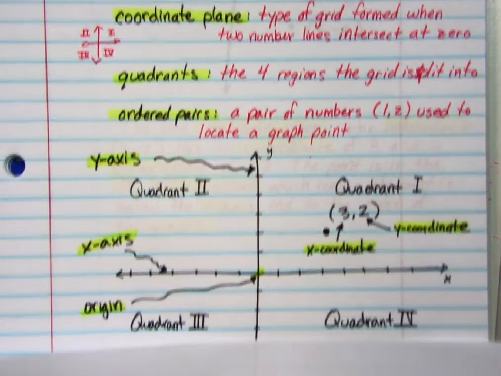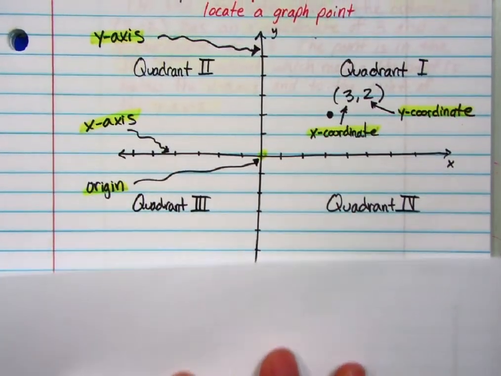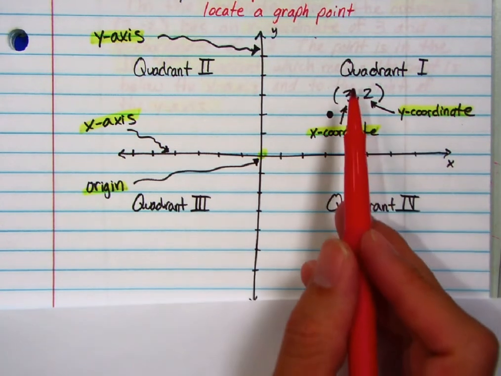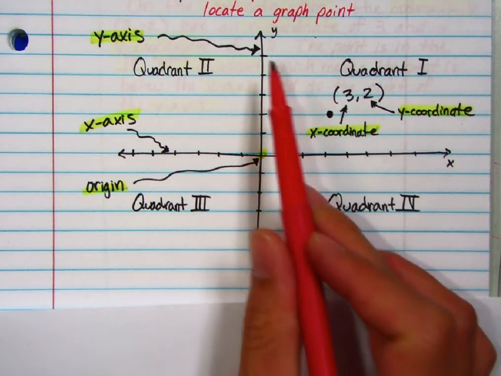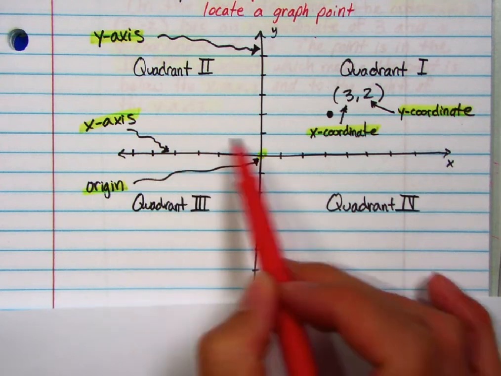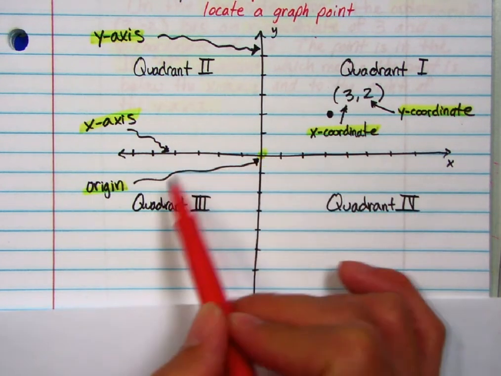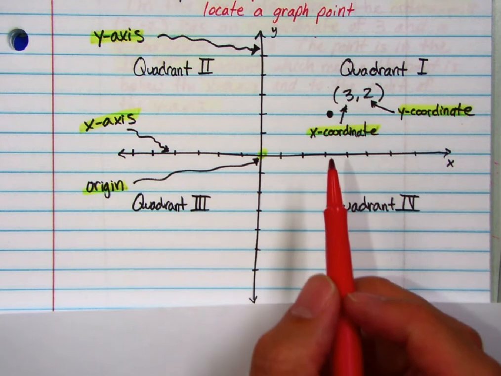So let's take a look. I drew an example here for you of all that stuff. I've got my quadrants 1, 2, 3, and 4. I have my y-axis and my x-axis, and right where they meet is called the origin. Good to know.